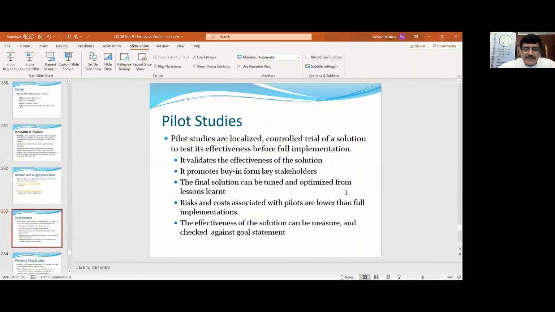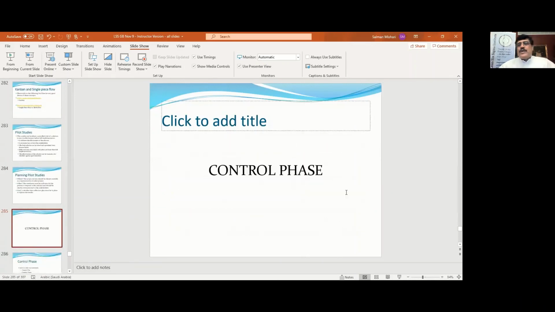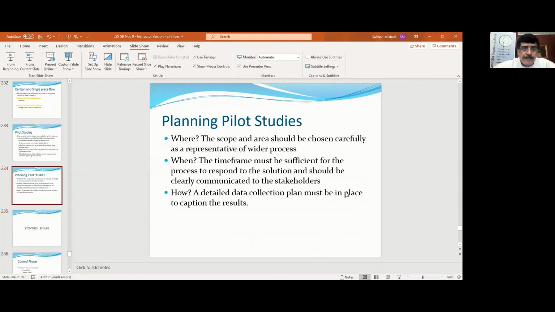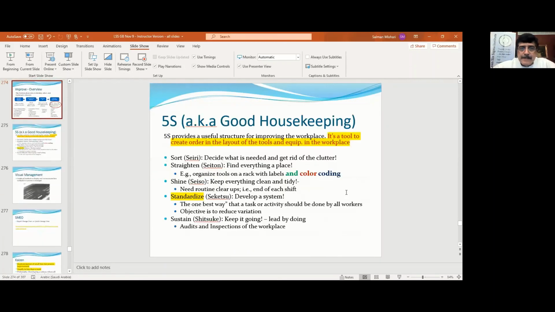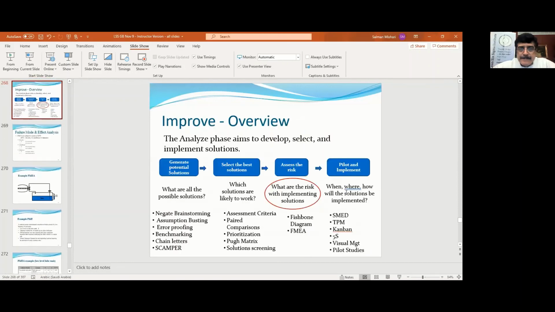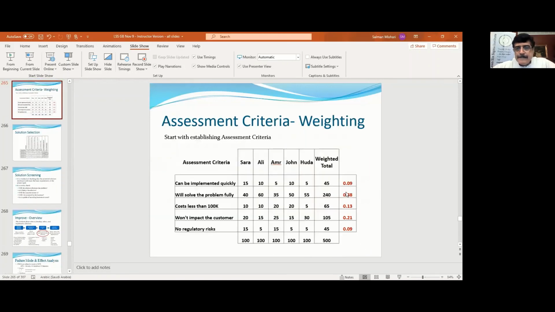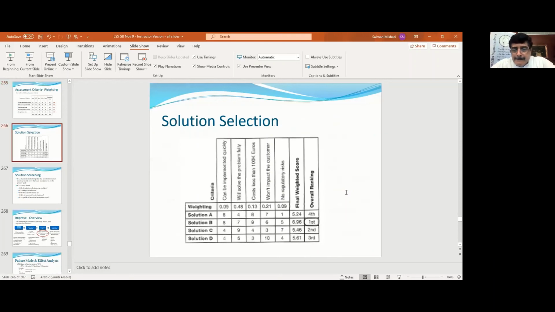Very good. So we go to the control phase, and the control phase now is just... Doctor, can I ask one question, please? Yes. The same criteria that Ms. Hawra asked, we put the criteria and then we put the solutions A, B, C, D, right? Is this the same criteria, or is this different?